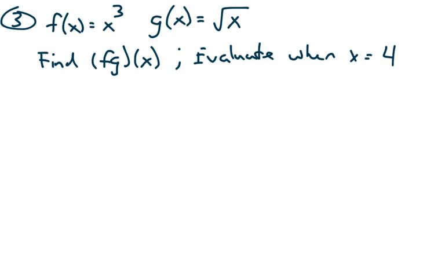f of x equals x cubed. g of x equals the square root of x. What we're going to do first is find fg of x. We're going to be multiplying. So we're going to have fg of x is equal to x cubed times the square root of x.